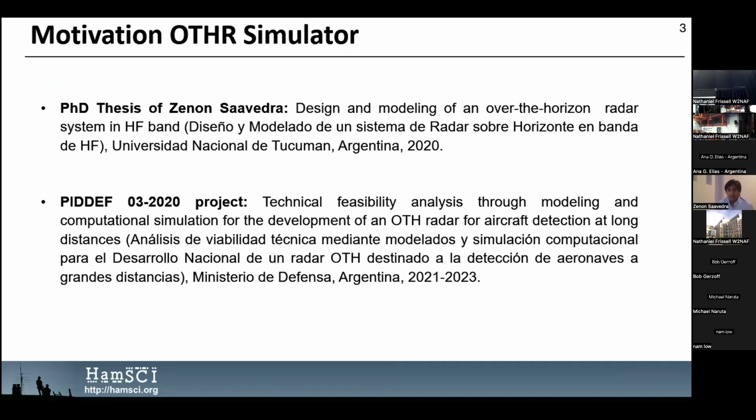And after that, from 2021 to 2023, we worked in a research project for the Defense Ministry of Argentina. The topic of this project was to continue with the development of this simulator. That was the reason for the creation of this simulator.